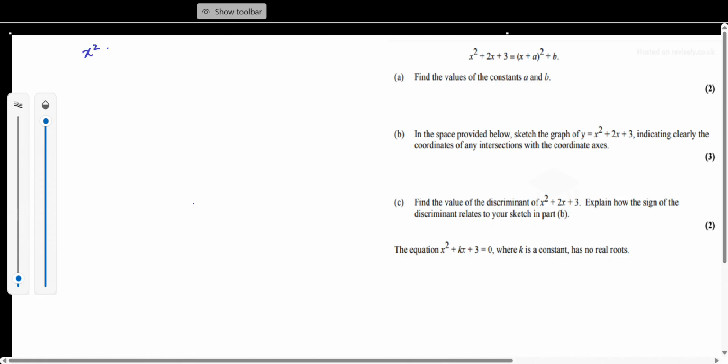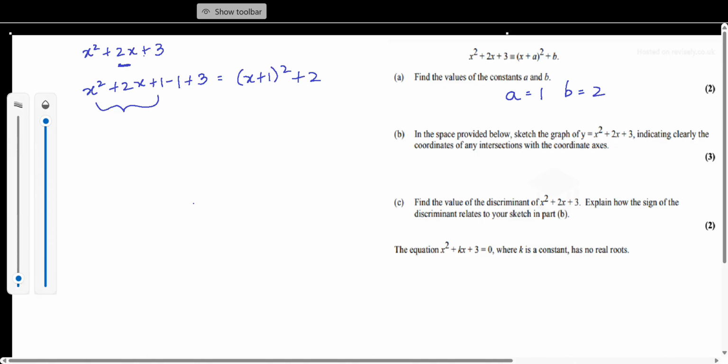So x squared plus 2x plus 3. The middle term, the 2ab term, should be halved. When it becomes 1, you have to square it, add and subtract it. That is the method. So x squared plus 2x plus 1 minus 1, so that you are not making any modification to the original equation. This becomes (x plus 1) the whole square plus 2. Now this is clearly in the form of (x plus a) the whole square plus b, with a being 1, b being 2. That completes part A.